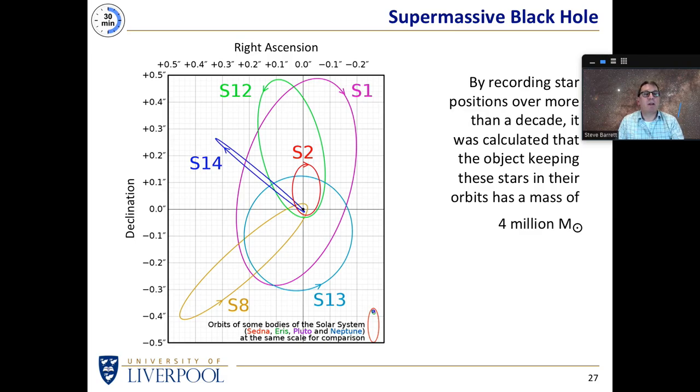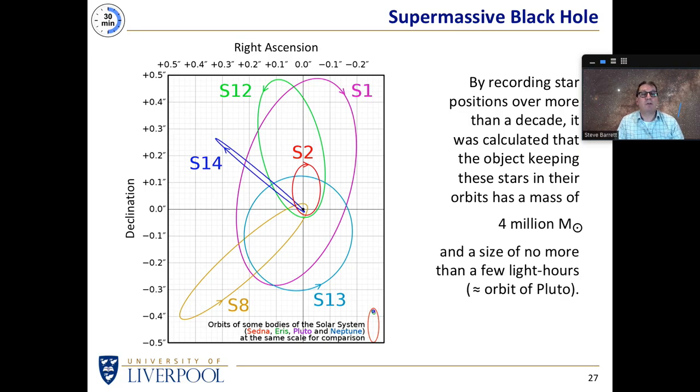And the symbol on the right there, capital M, circle dot, is simply a shorthand symbol for the mass of our Sun. There's nothing special about the mass of our Sun, it's just a convenient unit to use because using kilograms or tons gets a bit ridiculous. So there's an object there keeping these stars in orbit that has a mass of 4 million solar masses. But it must be tiny in order to have these orbits. If it was large, these stars would collide with it, so it must be very compact. It can be no larger than our solar system.